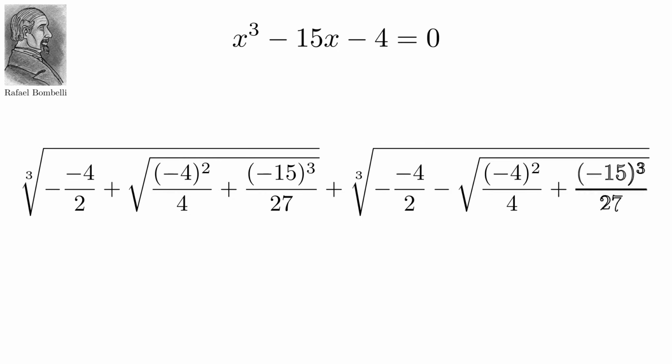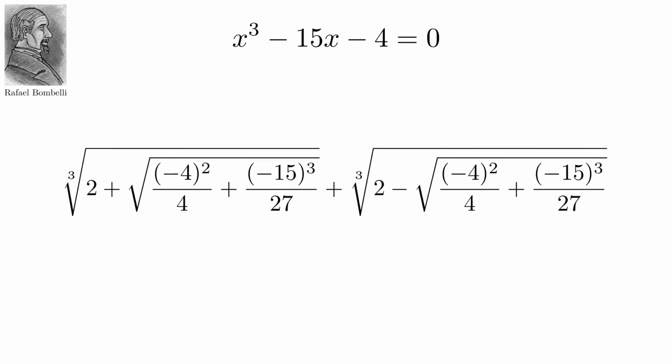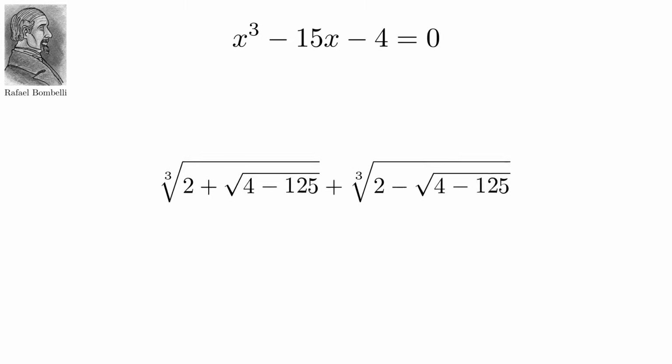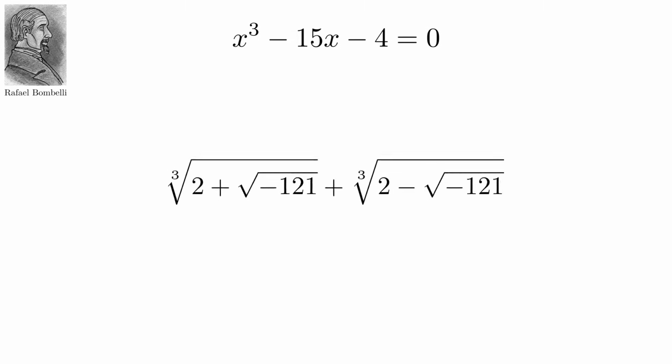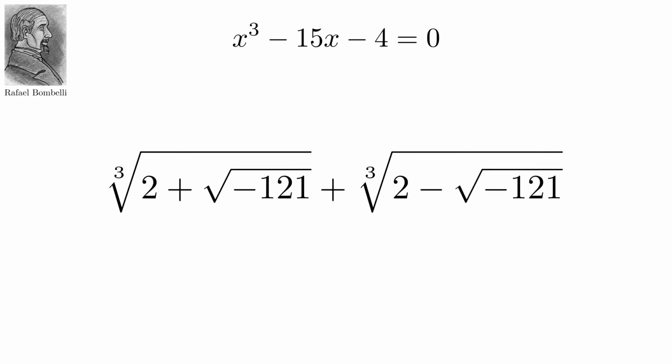The cubic that Bombelli happened upon was x cubed minus 15x minus 4. If you apply the formula above, then the root of this cubic that you get is the cube root of 2 plus the square root of negative 121 plus the cube root of 2 minus the square root of negative 121.